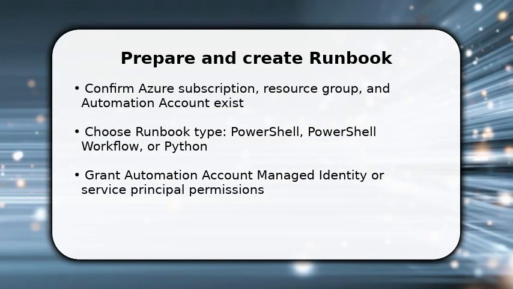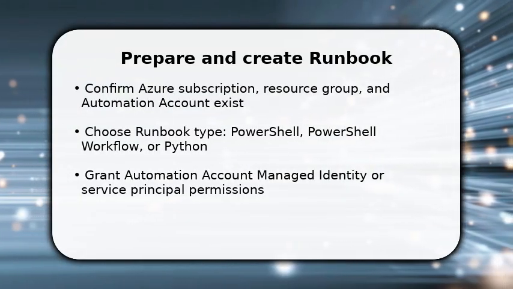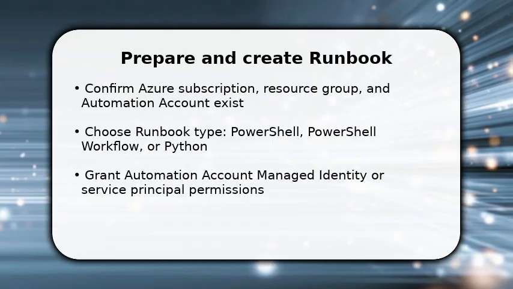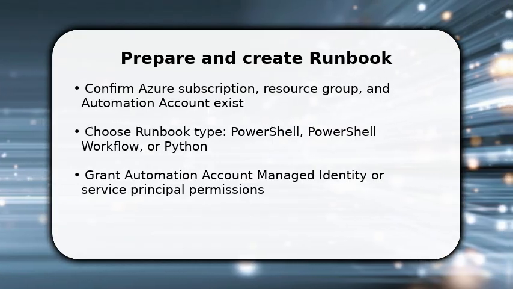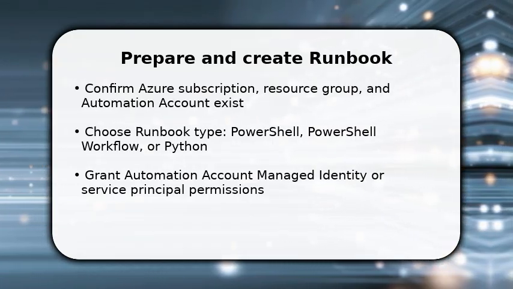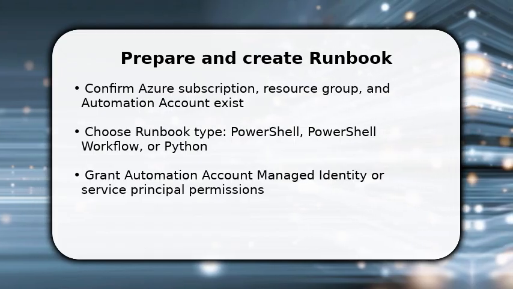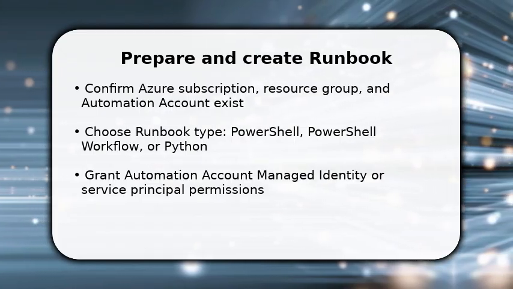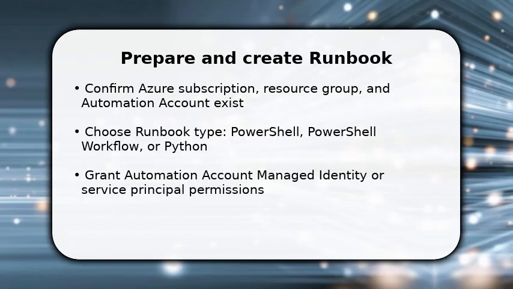You start by verifying prerequisites: subscription, resource group, and an automation account. Once done, open the automation account and click Create Runbook. Pick the runbook type, PowerShell or Python, based on your scripts. Choose a meaningful name and runtime version.